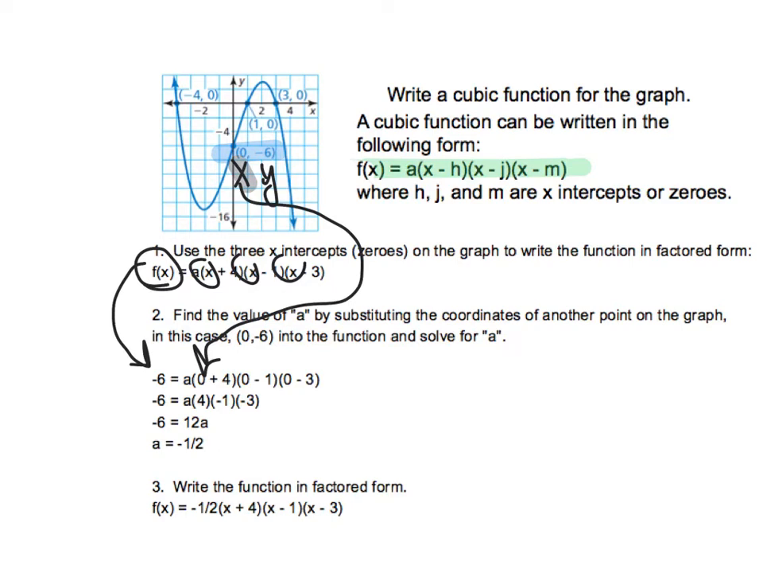And then all we do is evaluate those values. So I have 0 plus 4 is 4. 0 minus 1 is -1. 0 minus 3 is -3. And when I multiply those together, I get +12. So I have -6 equals 12 times a. And when I divide by 12, I get a is -1/2.